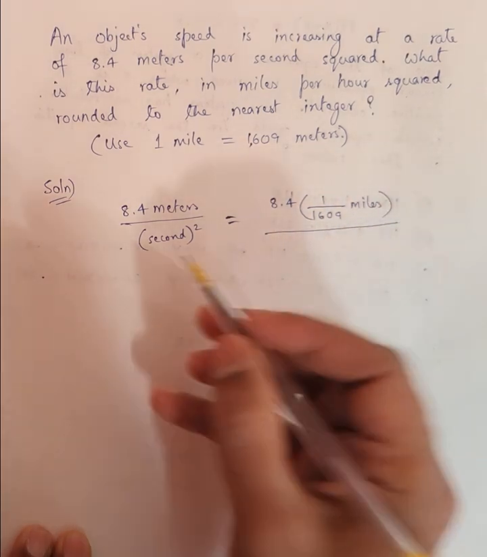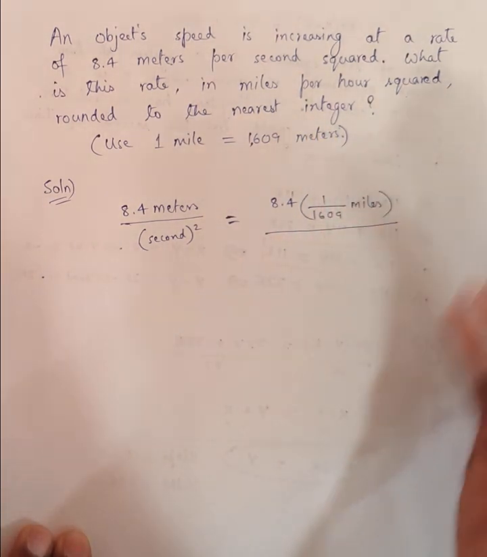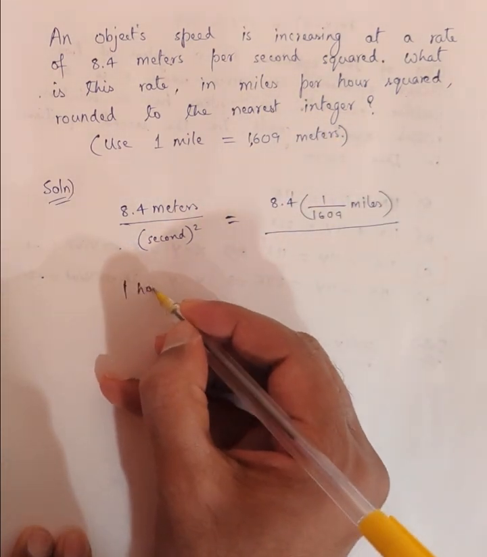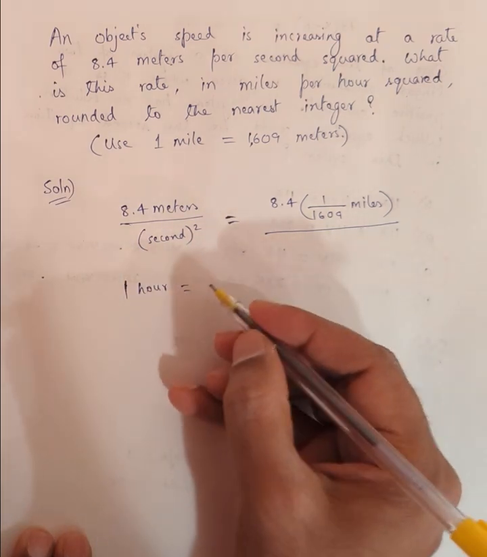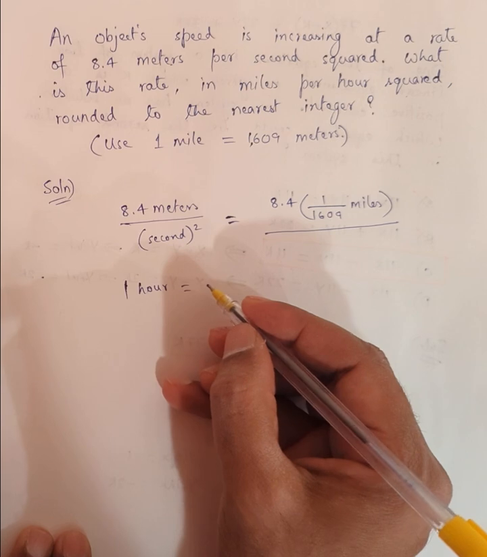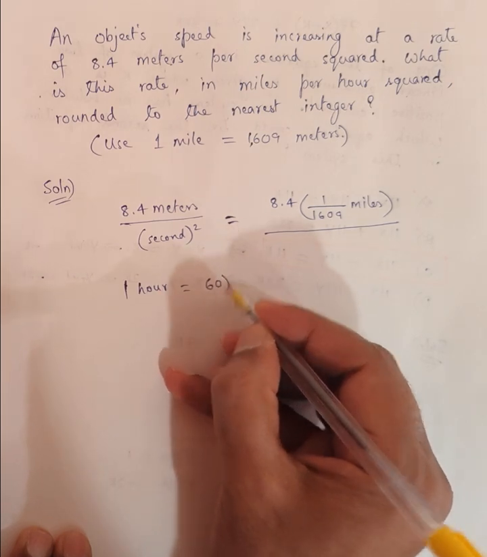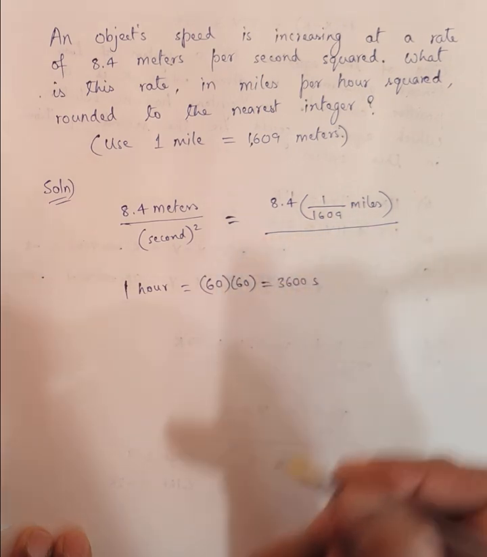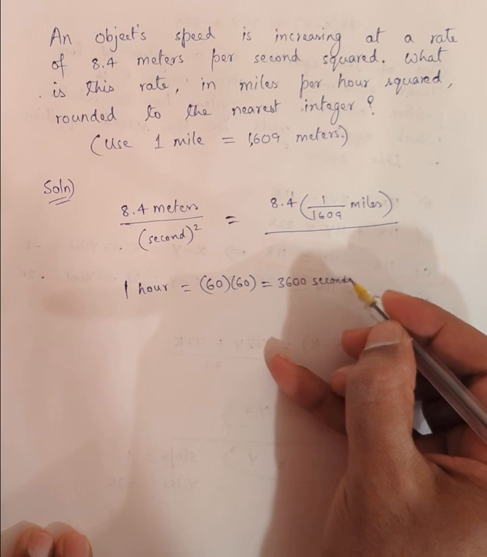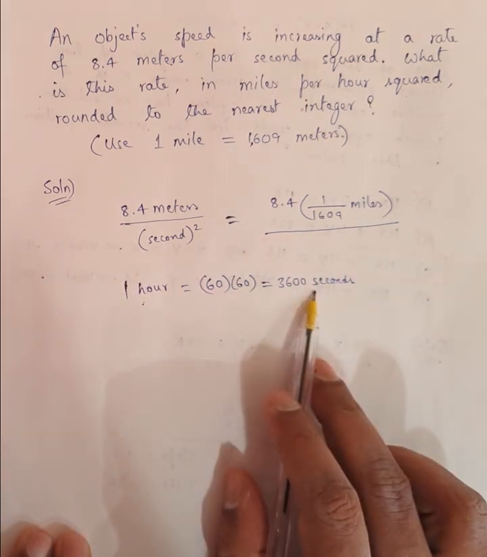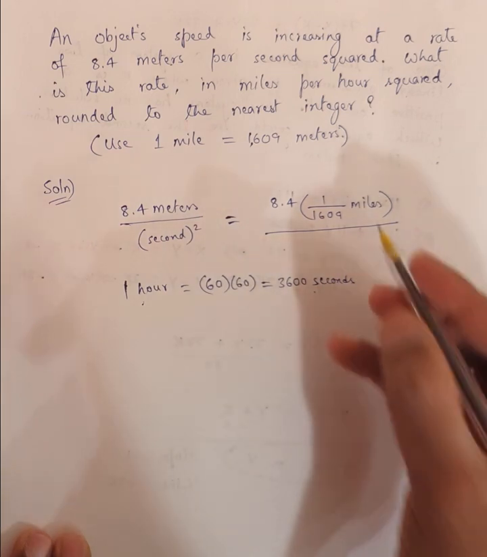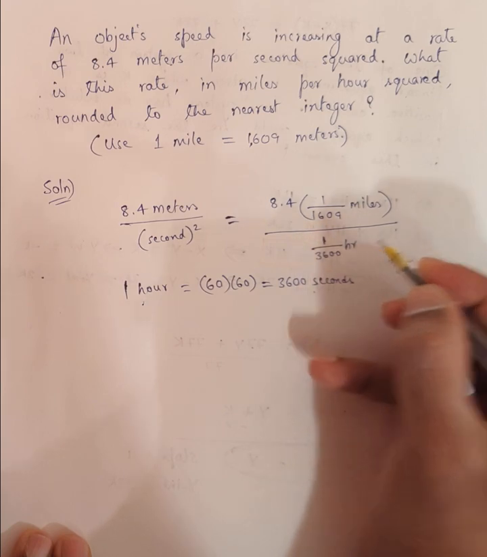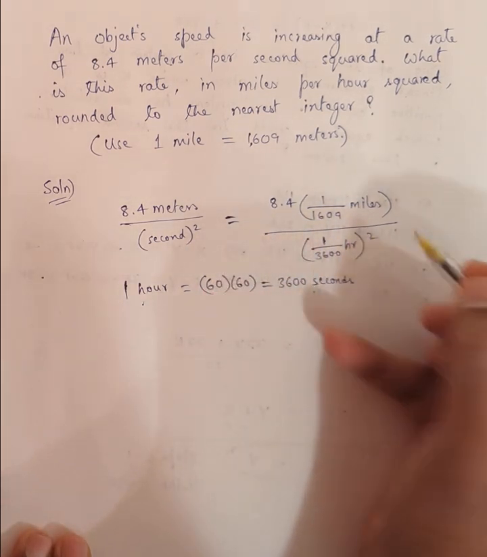And then a second, an hour. What is the conversion between hour and second? They did not give us, but we can figure out. 1 hour has 60 minutes and each minute has 60 seconds. So that is common knowledge. So I have to multiply 60 times 60 and I get 3600 seconds. So if 1 hour is 3600 seconds, notice what is 1 second going to be? That's going to be 1 over 3600 hour. But don't forget to square that.